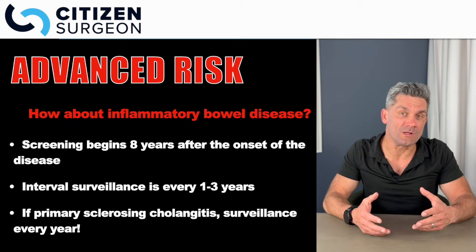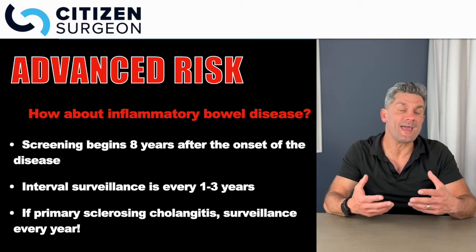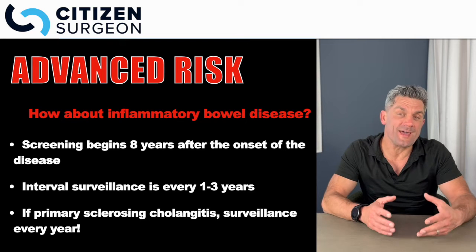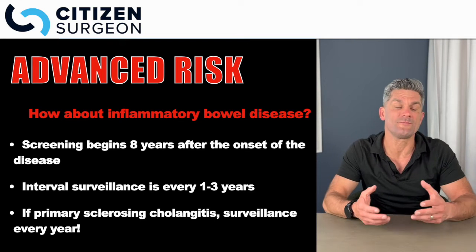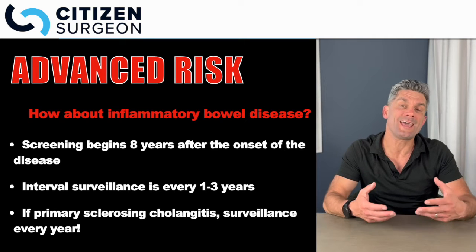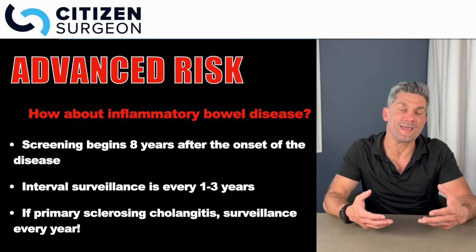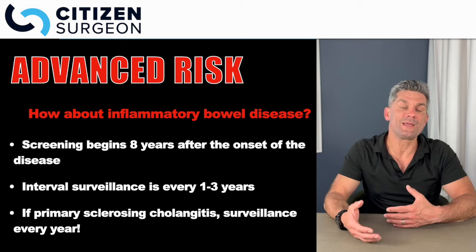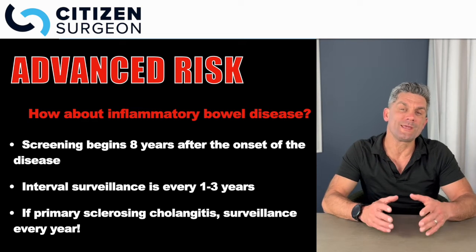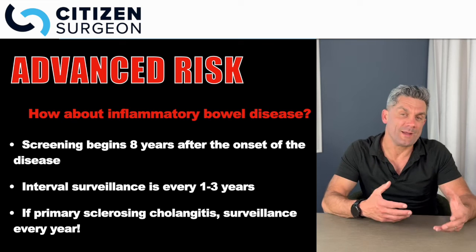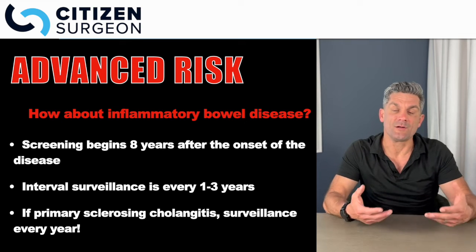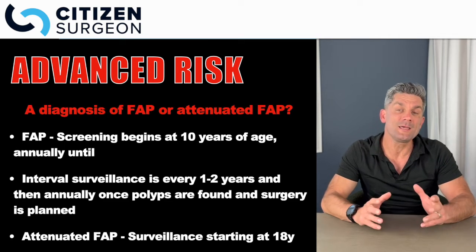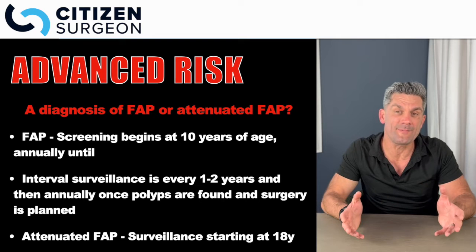Now, one additional caveat is if that patient has primary sclerosing cholangitis, that is a risk factor for colorectal cancer in patients with inflammatory bowel disease. And the recommendation is they get colorectal cancer screening or surveillance every year. When we look at interval surveillance for colorectal cancer screening in patients with IBD, we're looking at 1 to 3 years. And again, that depends on the recommendation by that patient's physician, their gastroenterologist. Now, how about one of these hereditary cancer syndromes like familial adenomatous polyposis, so FAP, okay?